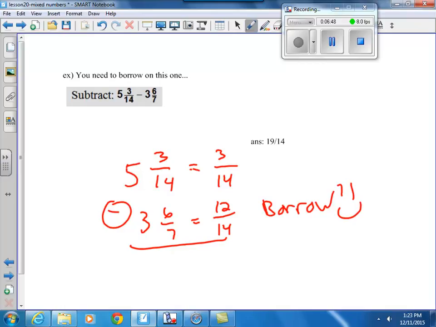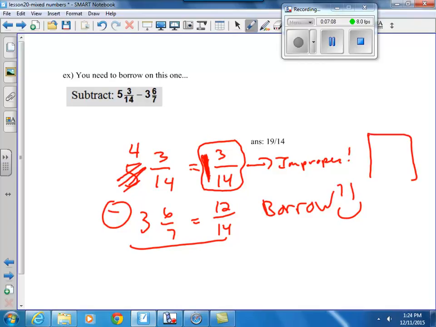But who do you borrow from? You borrow a whole unit from this guy. All right, so this guy turns into a 4. I'm borrowing one whole unit. And slide that 1 right beside there, that 1 that you borrowed. And take this now and write it as an improper fraction. Well then, 14 times 1 is 14 plus 3 is 17. So I'll have 17/14.